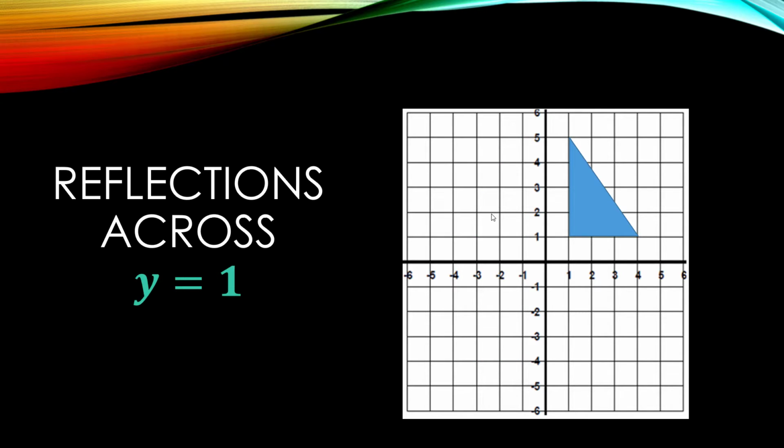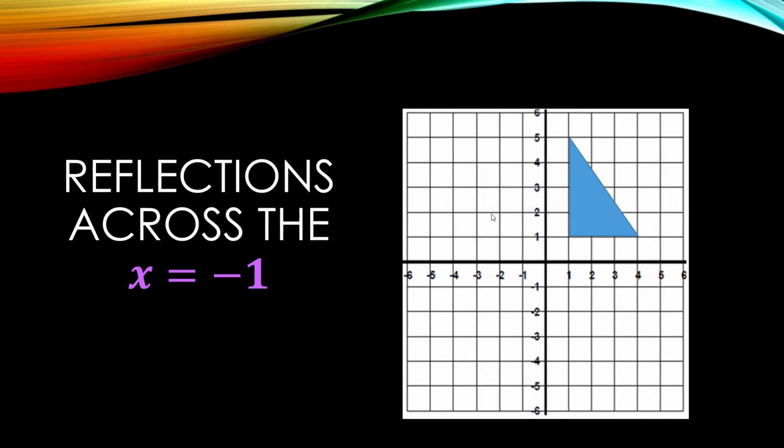Reflections across the line y equals 1. The line y equals 1 is here. So this line is now going to serve as our mirror. So my reflection will have to be on the other side. Notice how, again, if my blue triangle touches the mirror, then my reflection would also have to touch the mirror.